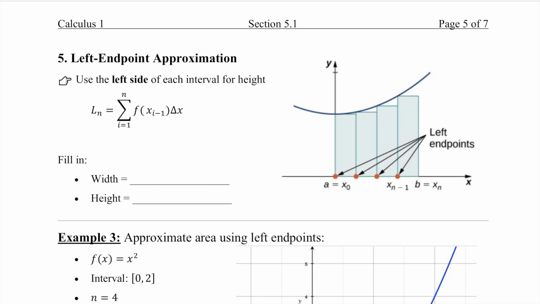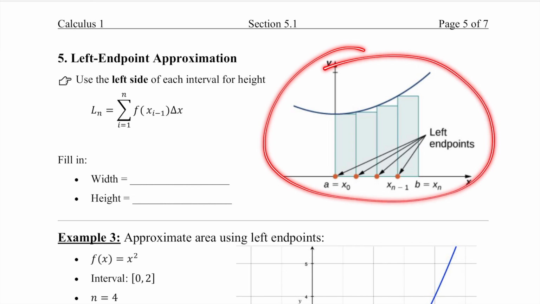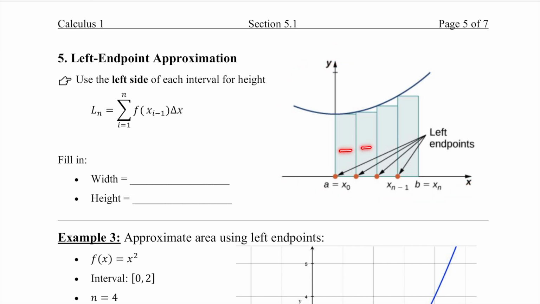Now, let's look at our first method of approximating area, the left-endpoint approximation. In this method, we use the left side of each interval to determine the height of each rectangle. Let's look at the graph on the right. We have a total of 4 rectangles. To estimate the area under this curve, we find the area of each rectangle and we add them up.